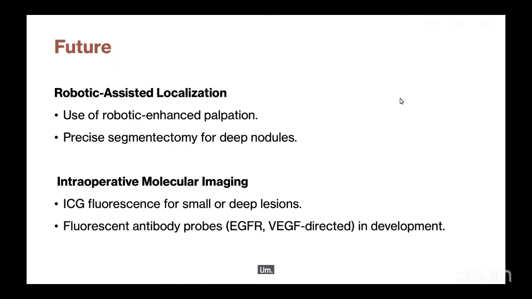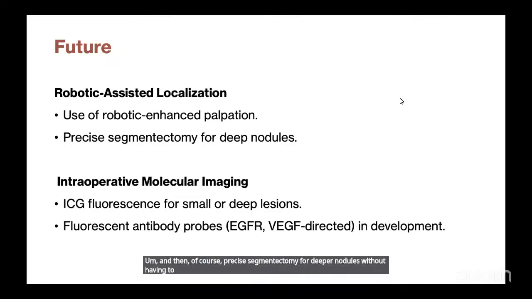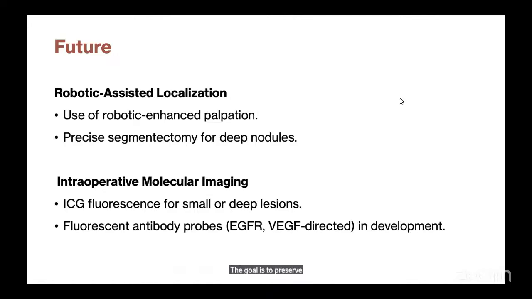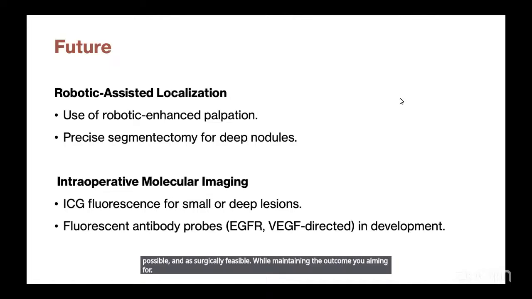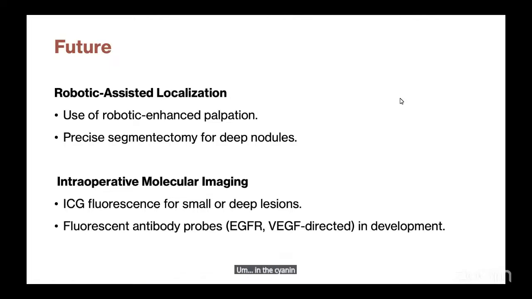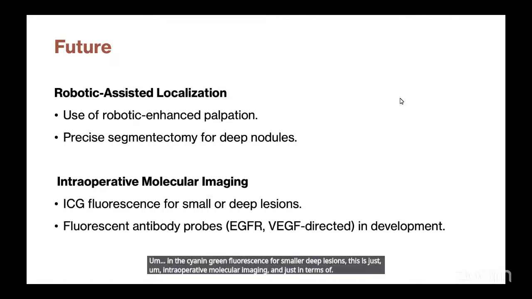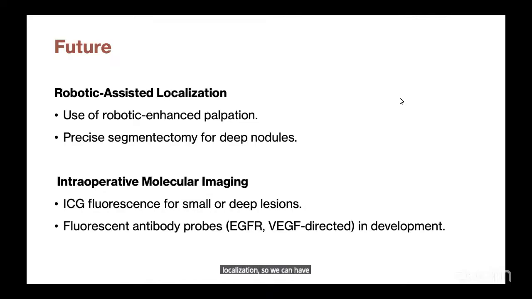And then, of course, precise segmentectomy for deeper nodules without having to perform a lobectomy, because remember, at the end of the day, the goal is to preserve as much healthy lung parenchyma as possible and as surgically feasible while maintaining the outcome you're aiming for. Then there's cyan green fluorescence for smaller deep lesions. This is just intraoperative molecular imaging, and in terms of localization, we can have much better outcomes in terms of getting the exact lesions we're going for.